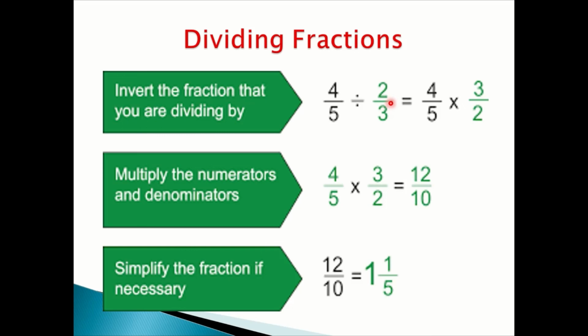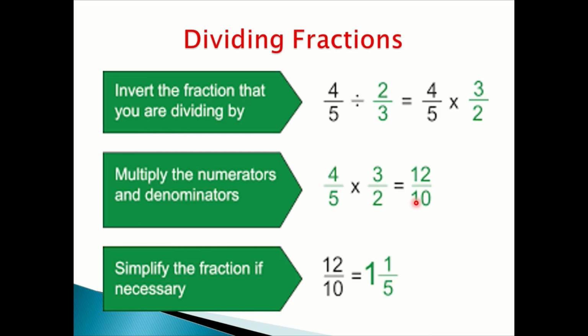Inverting this expression, 2/3 will become 3/2, and after that, the sign will change to multiplication. Once we're done with inverting our divisor, we change the division sign into a multiplication sign. So it's stated here, multiply the numerators and denominators. So that's 4 times 3, 12, 5 times 2, 10. And we simplify the fraction if necessary.